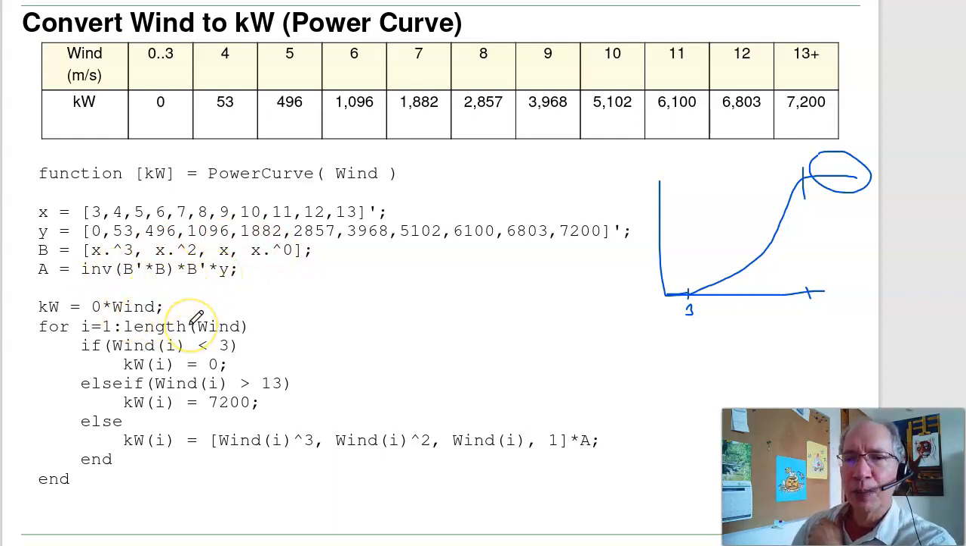And then for each data point, I can convert that to kilowatts. So what this does is this sets kilowatts to be the same dimensions as wind. So every hour, I've got wind speed data. Every hour, I want kilowatts. At each data point, if the wind is less than 3 meters per second, I produce 0. If it's bigger than 13, I produce 7,200. That's the if-else if. And if all that fails, I use my curve fit. So here's my cubic times my basis. That'll give me this curve. So this is a function. That's kind of one of the uses of MATLAB. I've got a function that'll convert wind speed to kilowatts following this data.